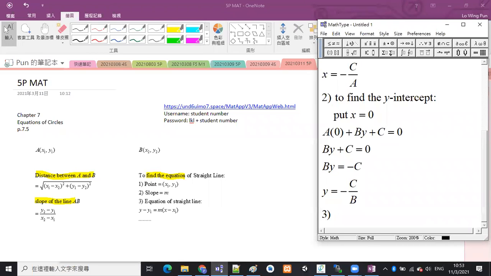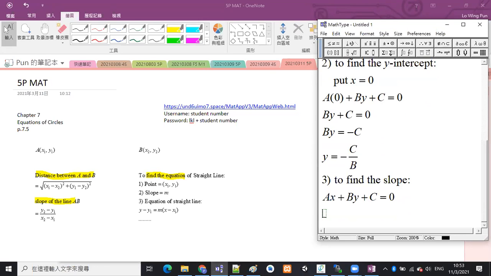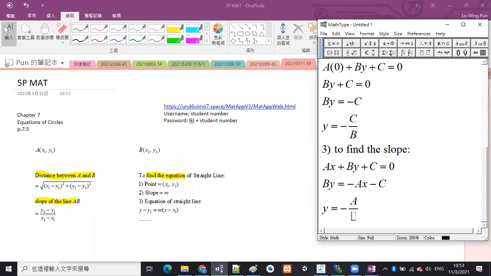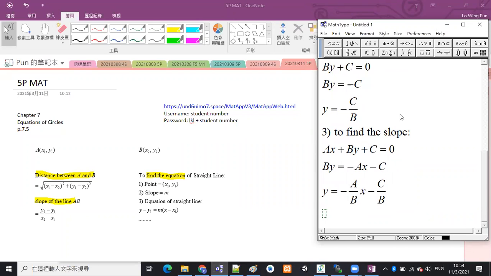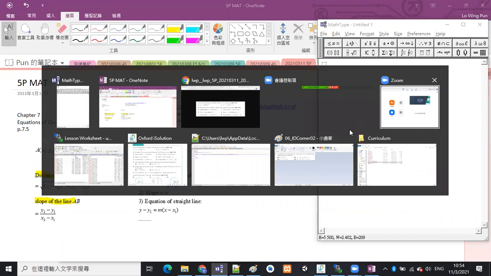The third thing we need to remember is to find the slope. To find the slope, we need to change the subject to be y. Okay, so ax plus by plus c equals 0, and then keep the y term on the positive side. Okay, like this, and then y is equal to negative a over b times x minus c over b. Okay, change y to be the subject. Then the slope will be the number multiplying to x. Okay, so slope is equal to negative a over b. Okay, so let me place it here.